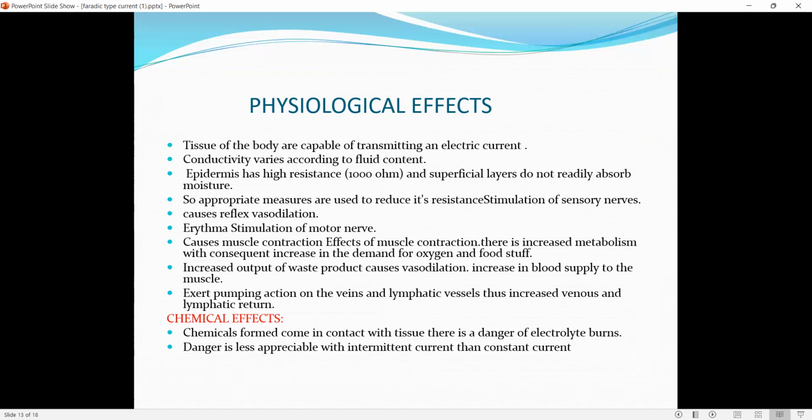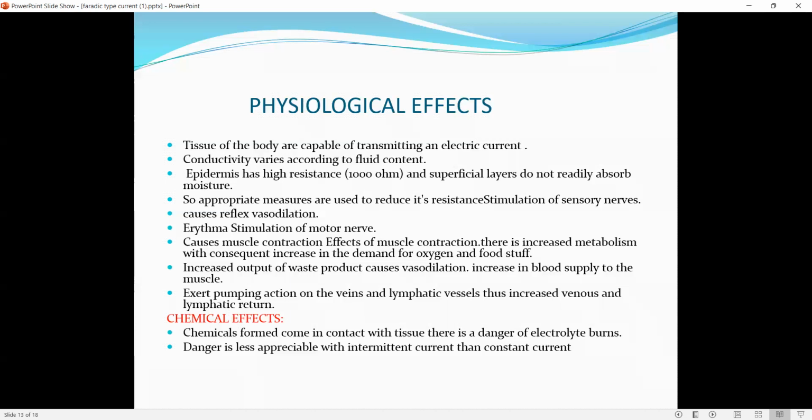Stimulation of the sensory nerve causes a reflex vasodilation, erythema. Stimulation of the motor nerve causes a muscle contraction. Effects of a muscle contraction: there is an increased metabolism with a constant increase in the demand for oxygen and foodstuffs. Increased output of waste products causes vasodilation, increasing blood supply to the muscle. It also exerts a pumping action on the veins and lymphatic vessels, thus increasing venous and lymphatic return.